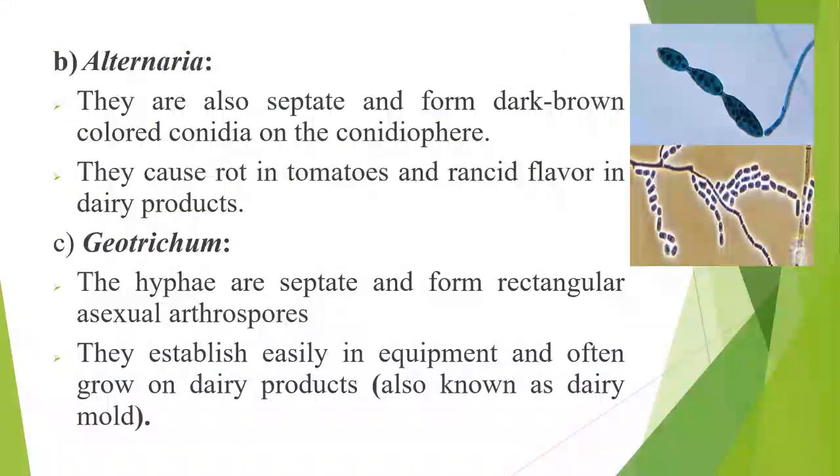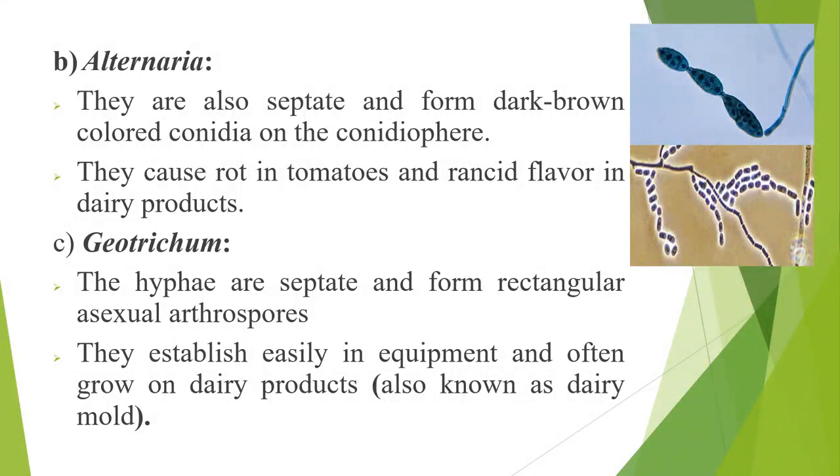Second group is Alternaria. They are also septate and form dark brown colored conidia on the conidiophore. They cause rot in tomatoes and produce a rancid flavor in dairy products. Coming to their structure, they are septate and form dark brown colored conidia on a conidiophore. And coming to the diseases, they cause rot in tomatoes and also produce a rancid flavor in many dairy products.